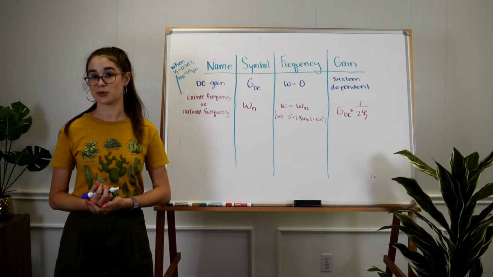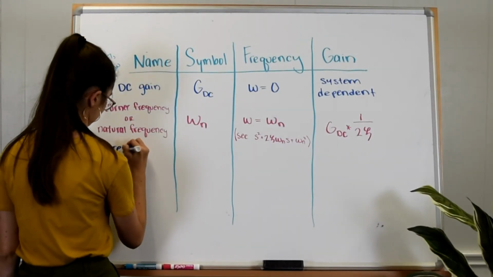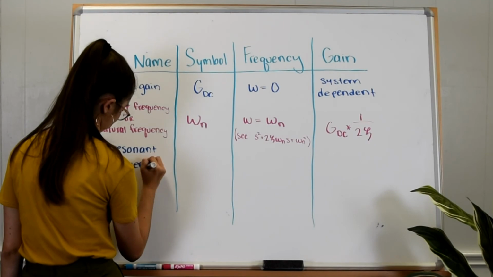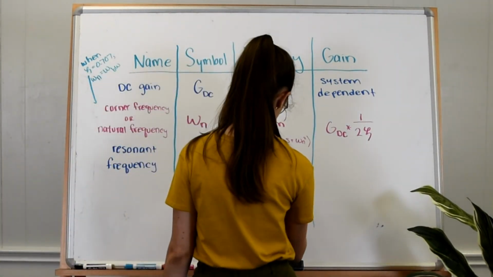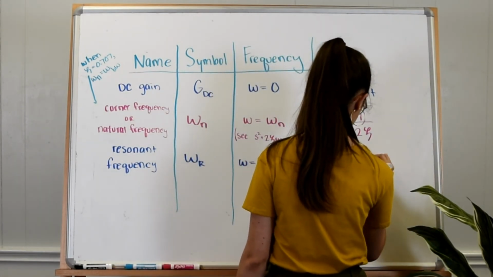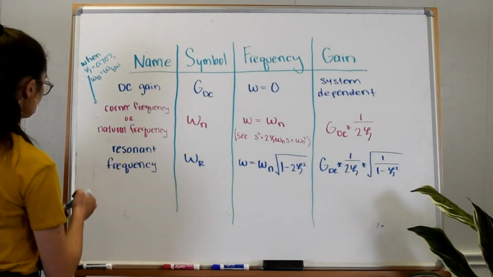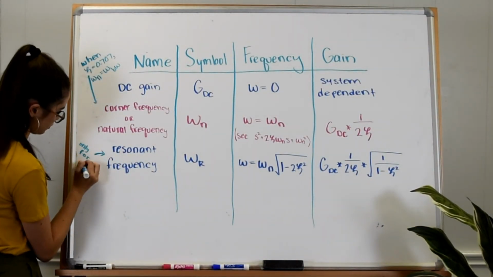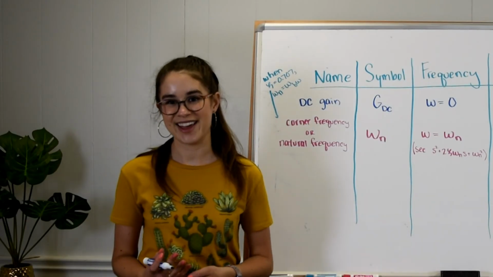Now we need to talk about resonant frequency, which we will denote omega r. It occurs at a frequency of omega n times the square root of 1 minus 2 zeta squared. The gain at our resonant frequency is the DC gain times 1/2 zeta times the square root of 1/1 minus zeta squared. Truly a mouthful, but it's easier to write than to say.